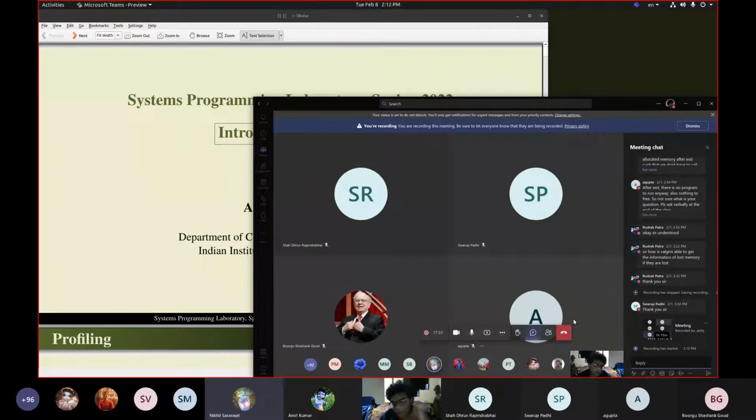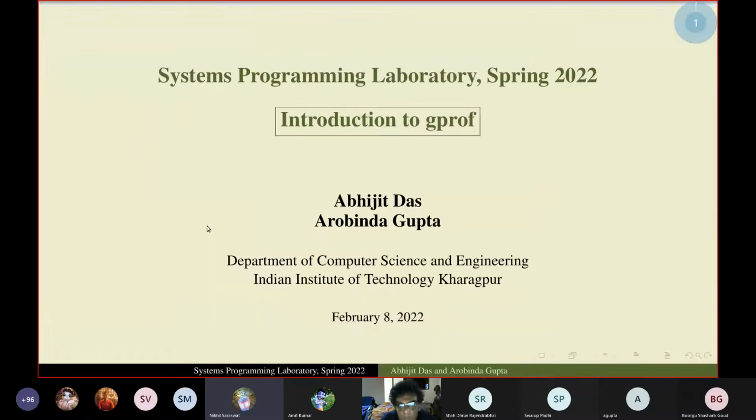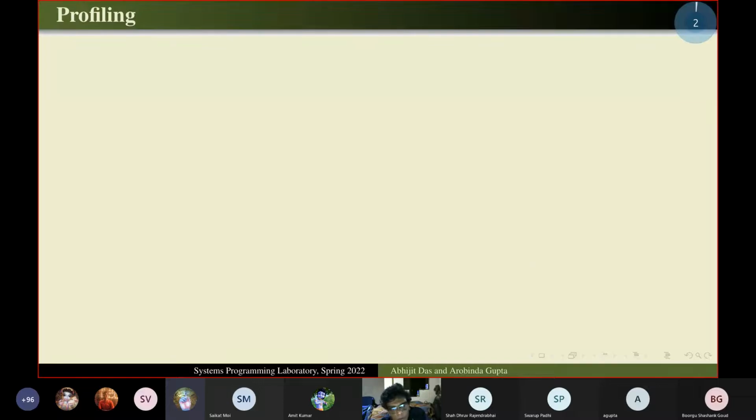Okay, so today's topic is profiling your programs. In particular, we will talk about how to use the GNU profiler called gprof. So why profiling? What you have so far done, you have learned quite a bit about the C programming language and the C compiler in particular. And you know how to write makefiles to build big projects.